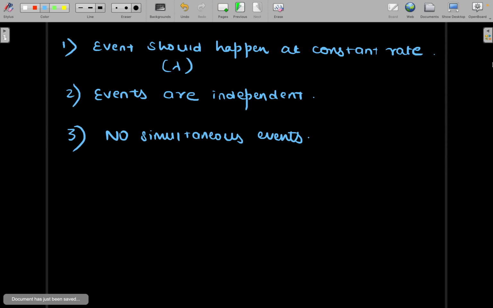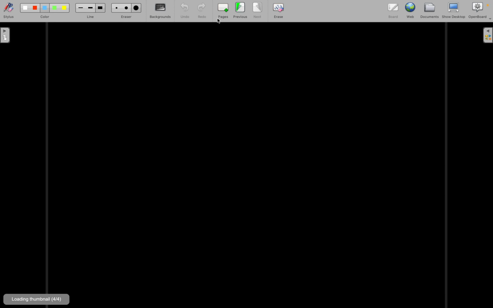These are the necessary conditions that need to be satisfied when we are applying the Poisson distribution. There is also some mathematics associated with the Poisson distribution. Poisson distribution is nothing but a discrete random variable.